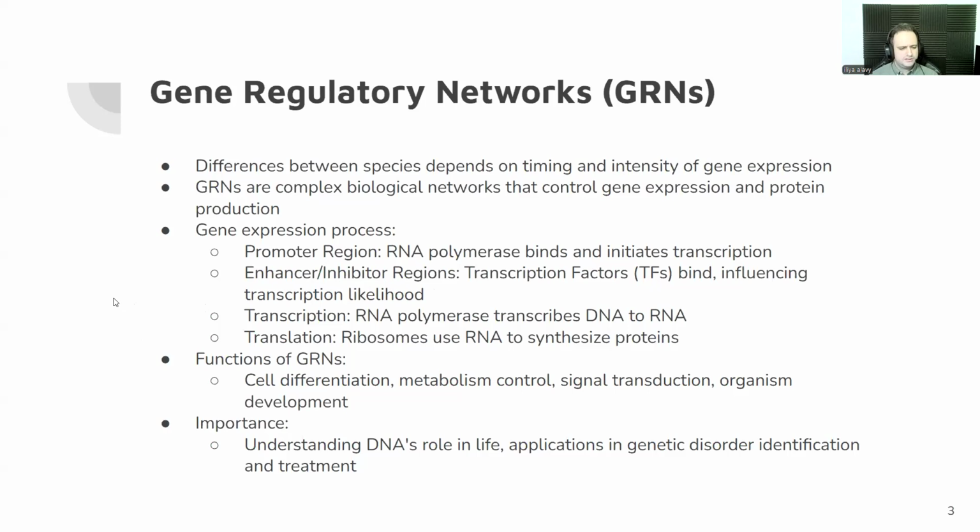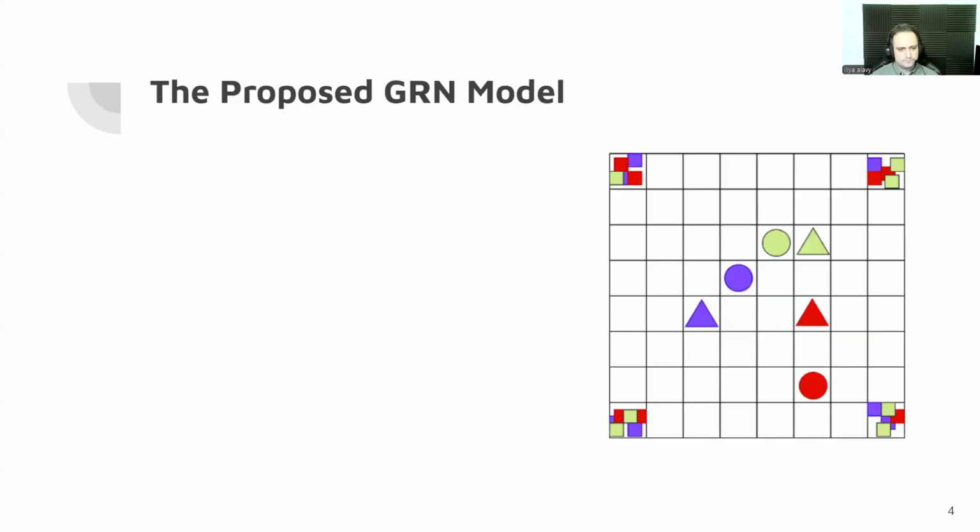Some functions of GRNs are cell differentiation, metabolism control, signal transduction, organism development, and so on. It's important to understand GRNs because it helps us understand DNA's role in life, and it has application in genetic disorder identification and treatment, and also they can be used as computational tools.